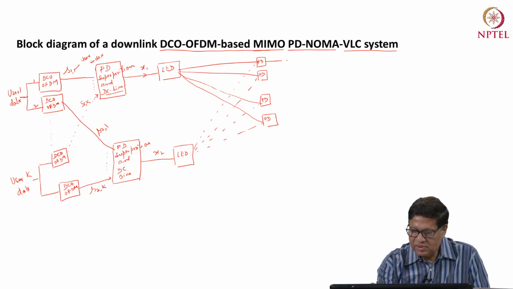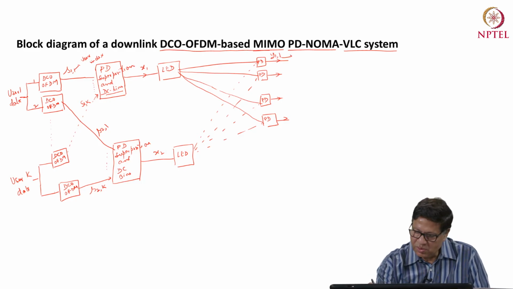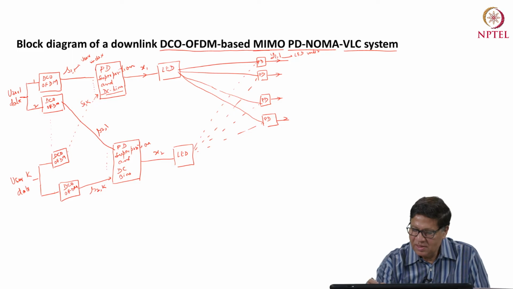And the output signal of the photo detector will be Y11. This one corresponds to the LED index, and this Y1 is the index of the output. This is the output index. So let me write the output index. And this will be Y21, this will be Y12, this will be Y22.